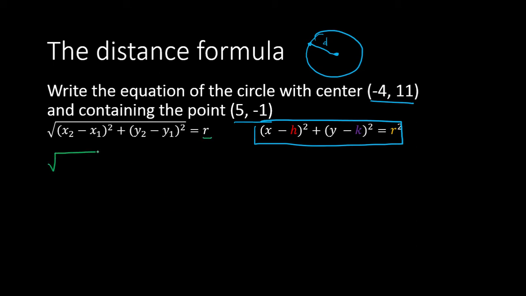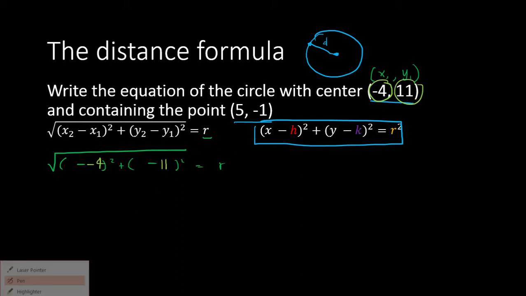Now I like to, as a convention, always assign the center coordinate to x1, y1. Now, if I do that, I get something that looks like this. My x-coordinate, so I'm setting up my skeleton. I'll write in my x-coordinate, which is negative 4. My y-coordinate is 11.